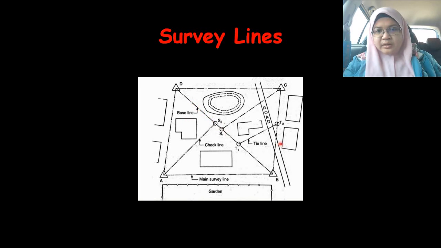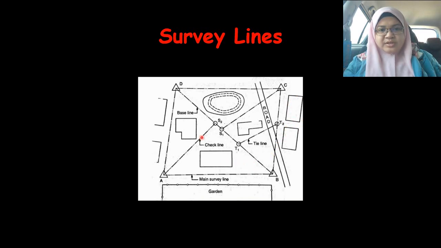And there are 2 subsidiary tie points here, this one and this one, T1 and T2. And as you can see, both subsidiary tie points are selected along the main survey lines. So for example, T2 should be located as near as possible to our details, such as this T2 is located very near to the building where the details will be taken.